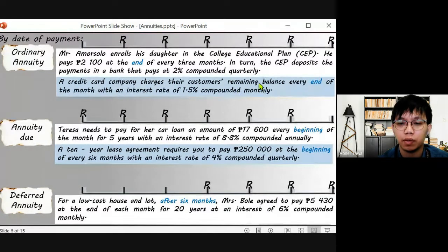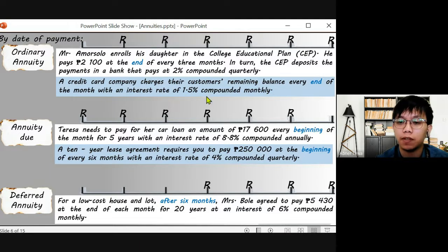So that is our example. Thank you for reading. If you're going to observe here, Mr. Amorsolo will pay the 2,100 at the end of every 3 months. So yung payment interval dito is every 3 months. And of course, yung first payment niya, gagawin niya sa last day ng first 3 months. Ayan, specified naman yan. So this problem falls under ordinary annuity.